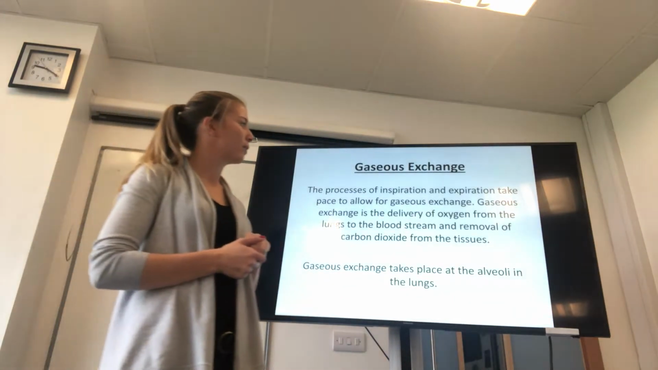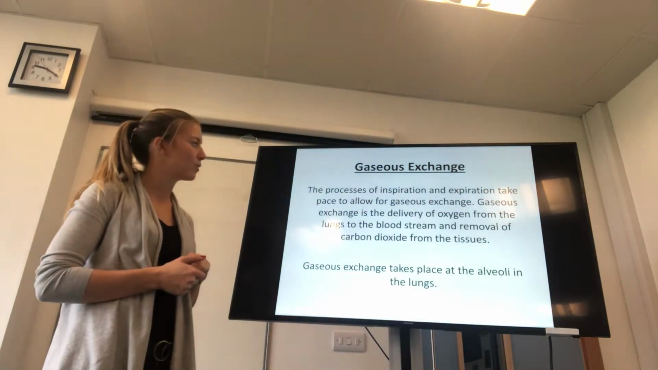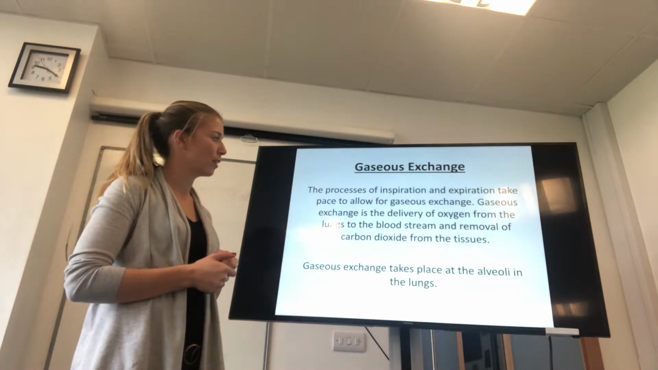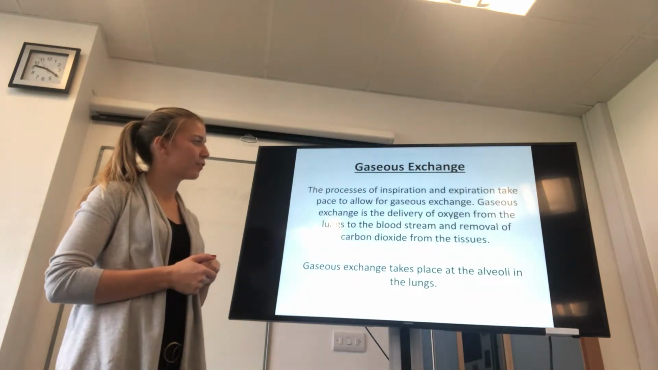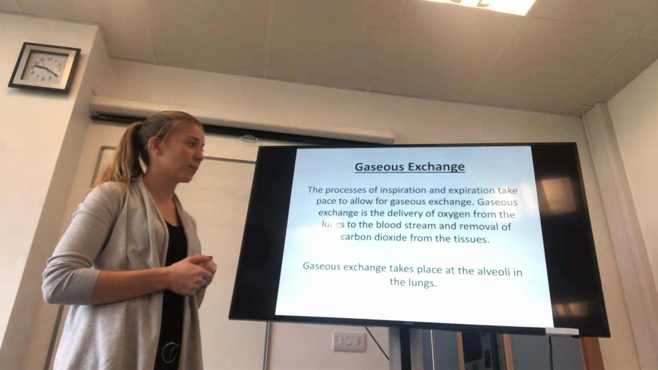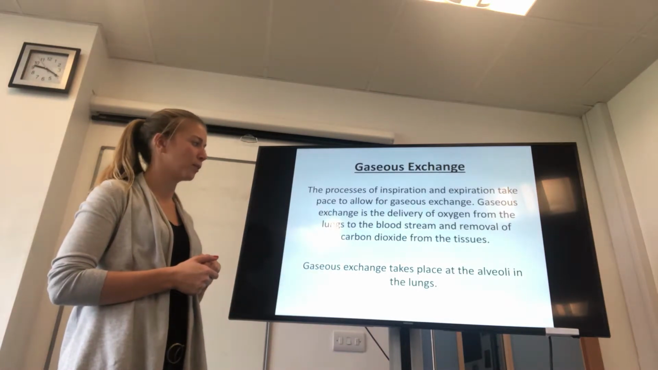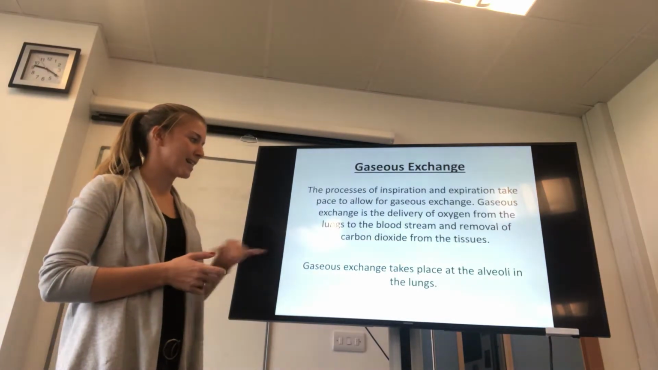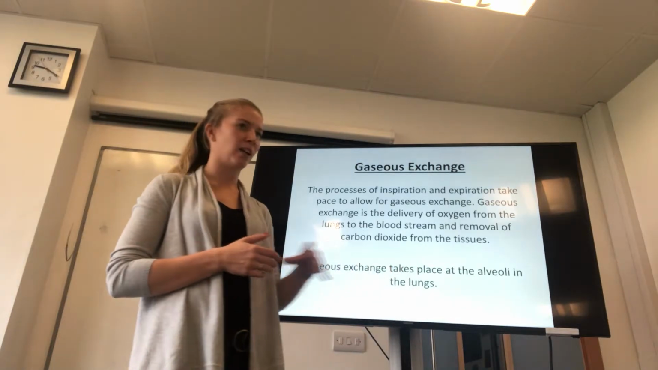That's the main function of the respiratory system. So the process of inspiration and expiration take place to allow for gases exchange. Gases exchange is the delivery of oxygen from the lungs to the bloodstream and the removal of carbon dioxide from the tissues. And it takes place at the alveoli in the lungs.